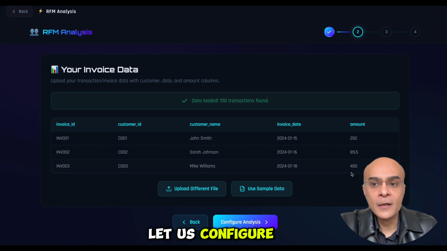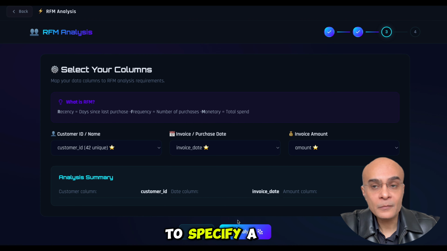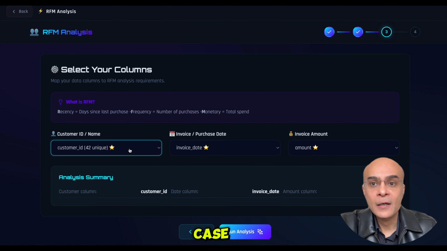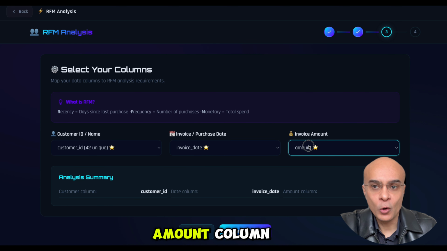Now let us configure this RFM analysis. So this requires you to specify a customer ID column, which is customer ID in our case, the invoice date column as well as the invoice amount column. Now let us run this analysis.